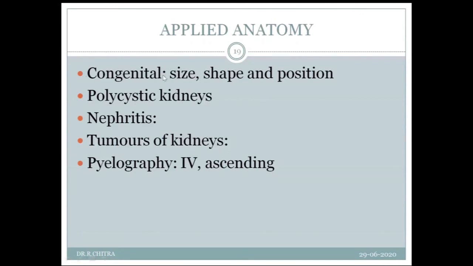Congenital abnormalities of the kidneys may be many. Size: one kidney may be very small. Shape: sometimes the kidneys may be fused at the lower ends, forming pancake shaped kidneys. Position: the kidneys develop in the lower lumbar region and ascend, so they may be arrested in any place. So there may be abnormalities of the position of the kidneys.